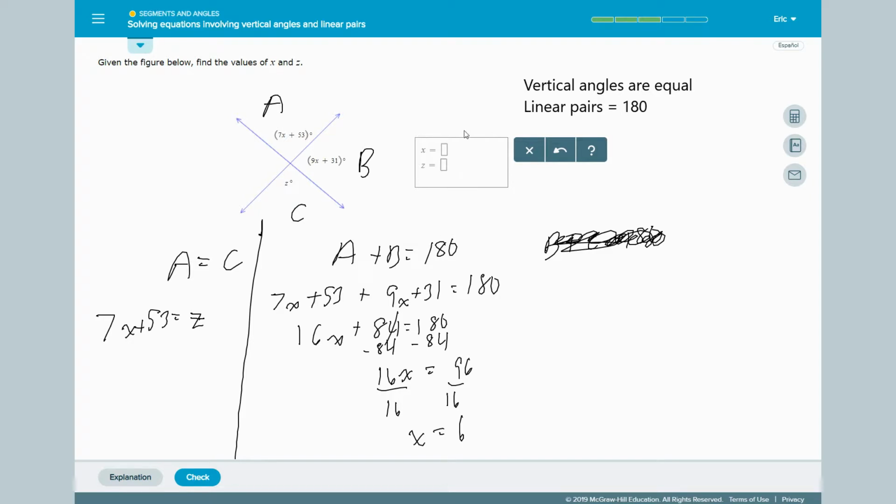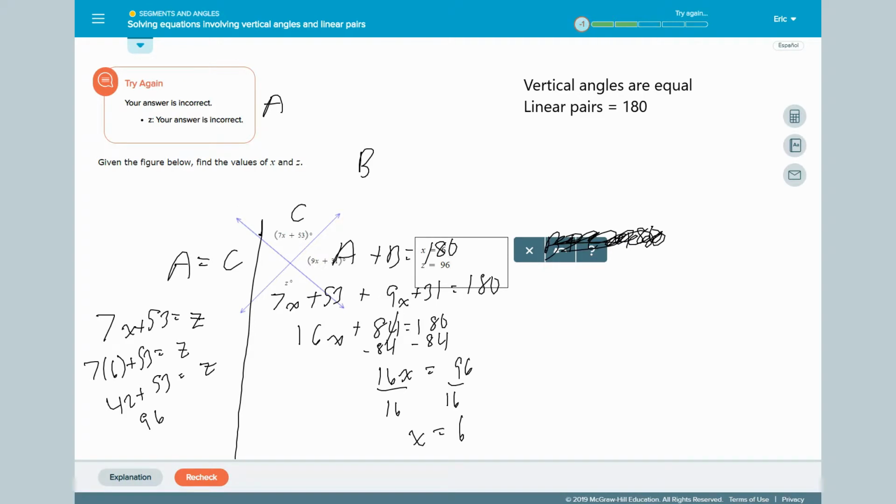Now that I know what my x equals, let me just plop that down right in here. I can now solve my problem over here. That is 7 times 6 plus 53 equals z. 7 times 6 is 42. 42 plus 53 is 96. So my x is 6 and my z is 96, assuming my math checks out because I didn't use a calculator.